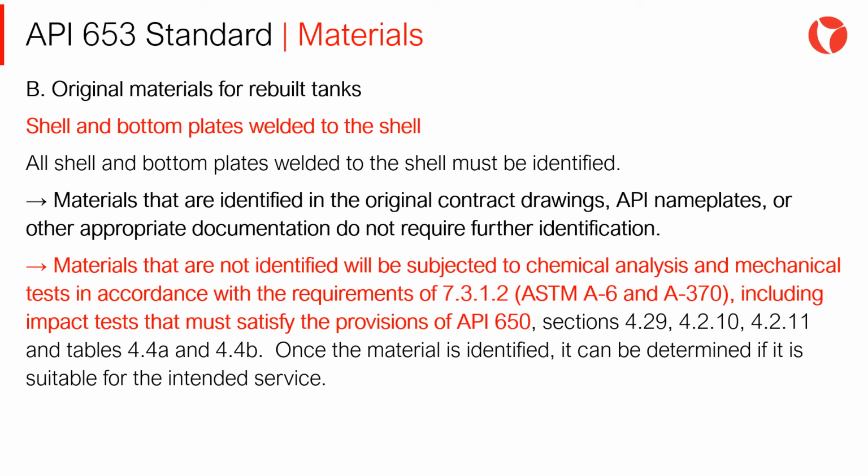Section B covers original materials for rebuilt tanks. All shell and bottom plates welded to the shell must be identified. Materials that are identified in the original contract drawings, API nameplates, or other appropriate documentation do not require further identification. However, materials that are not identified will be subjected to chemical analysis and mechanical tests in accordance with applicable norms and specifications. Once the material is identified, it can be determined if it is suitable for service or not.